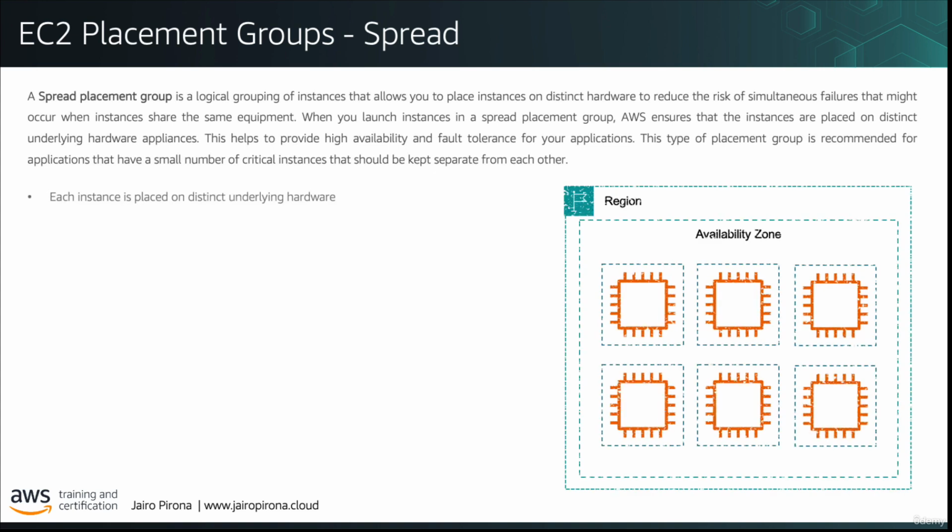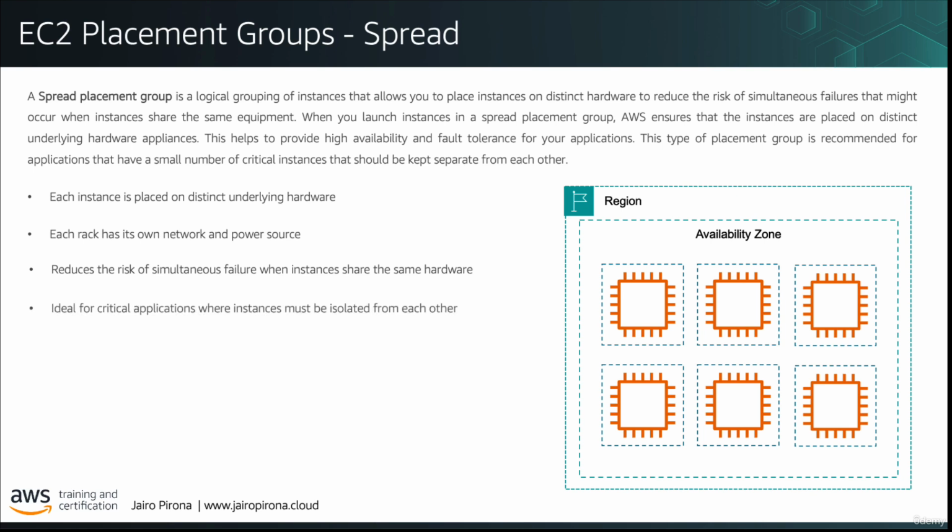And finally, there are spread placement groups. With a spread placement group, each instance is placed on different underlying hardware. So, the difference between partition placement groups and spread placement groups is that with a partition placement group, a group of instances share the same partition and no two partitions share the same rack. But with spread placement groups, each instance is in a different rack. Each rack has its own network and power supply and reduces the risk of simultaneous failure that would occur if instances shared the same hardware. Spread placement groups are ideal for critical applications where instances must be isolated from each other.